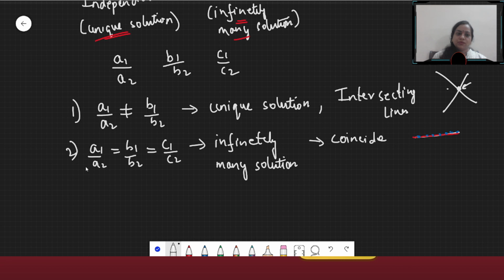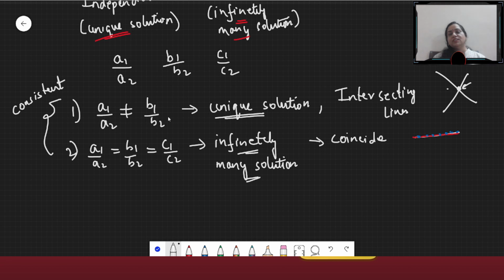And since we are getting a solution in these two conditions, you can observe here I have a unique solution and here I have infinitely many solutions. So this is called consistent. When the pair of linear equations is consistent, then we have a unique solution or infinitely many solutions.